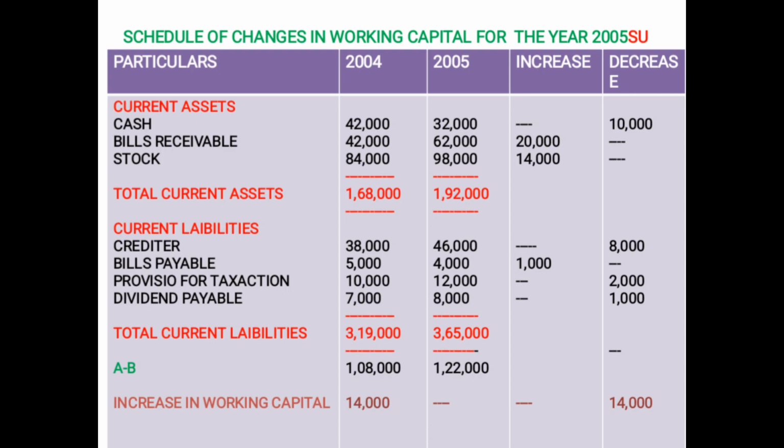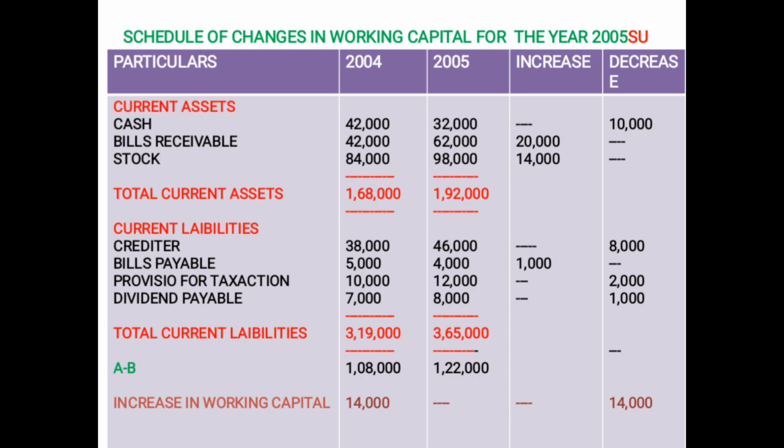First, let us prepare an example sum. We are calculating sum number 28, page number 482. We are preparing the fund flow statement. First, we prepare the schedule of changes in working capital, which deals with current assets and current liabilities.